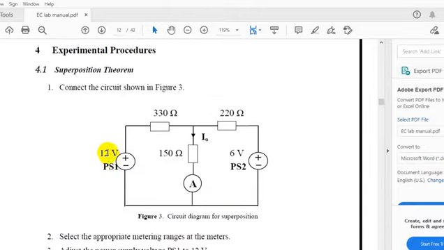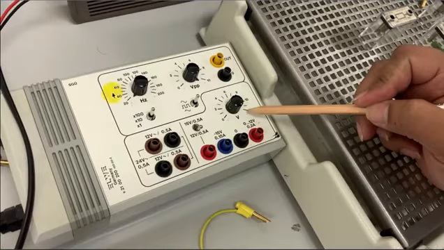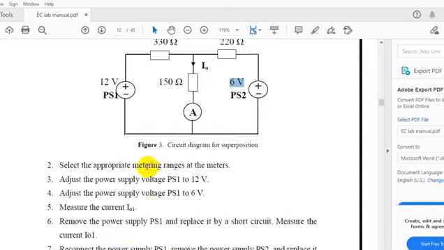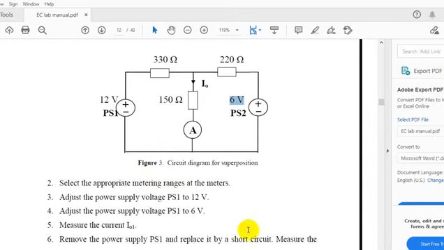Now the experimental procedure. Here you have the 2 voltage sources, 12 volt and 6 volt. We can use the 12 volt and 6 volt from the same device, as you can see here. Select the appropriate meter ranges. So this is the procedure, we will start.